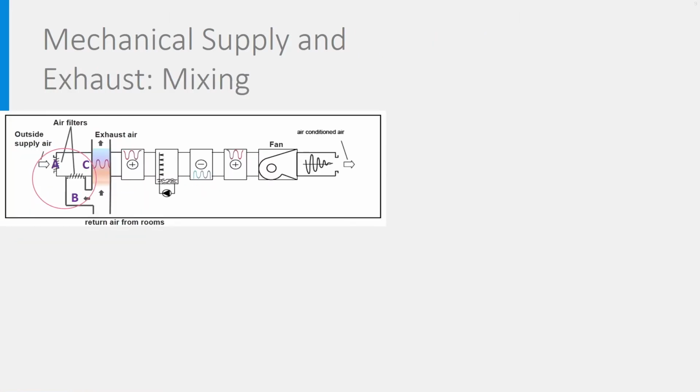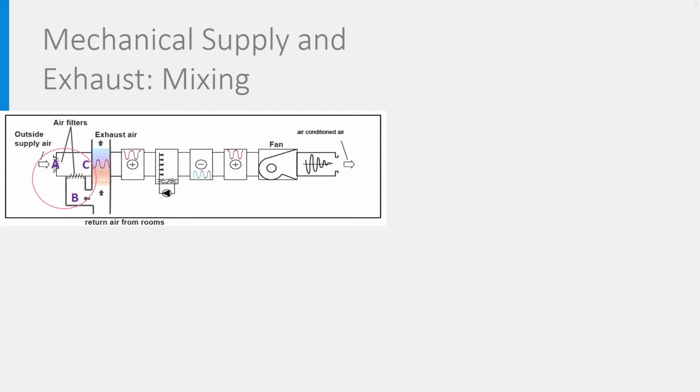Let's look into more details at the mixing section. A is the incoming air, B is the return air from the rooms, C is the air after mixing. People produce a lot of humidity. During the heating season, it is likely that the outdoor air is much drier than the indoor one, so the air after mixing, C, will be warmer but also more humid.